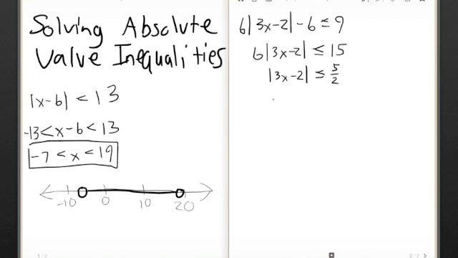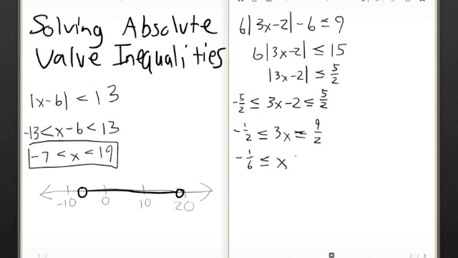Now, we have the distance from 0 of 3x minus 2 is less than or equal to 5 over 2. So what does this mean? Well, it means that 3x minus 2 has to be less than or equal to 5 over 2, and it also has to be greater than or equal to negative 5 over 2, so that its distance from 0 will be less than or equal to 5 over 2. Now let's get rid of this minus 2. We'll add 2 to everything. So this will be negative 1/2 is less than or equal to 3x, which is less than or equal to 5 over 2 plus 2, which is 9 over 2. And now we can divide everything by 3. We'll get negative 1/6 is less than or equal to x, which is less than or equal to 3 over 2.